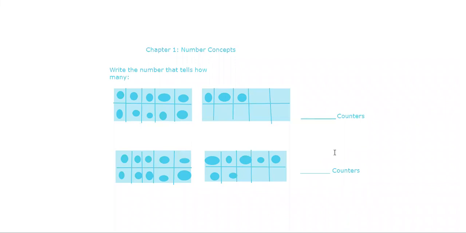Today is second grade, chapter 1, target 1. So without further ado, let's get started. As you can see, I have already written down the problem. So it's chapter 1, which is number concepts, and for the first type of question, we have to write the number of counters in each of the tens box. So let's get started.